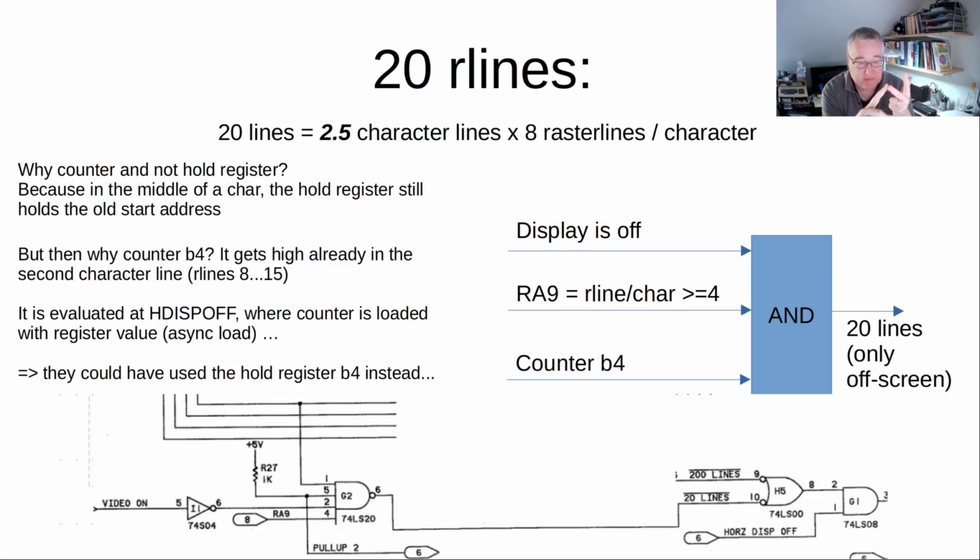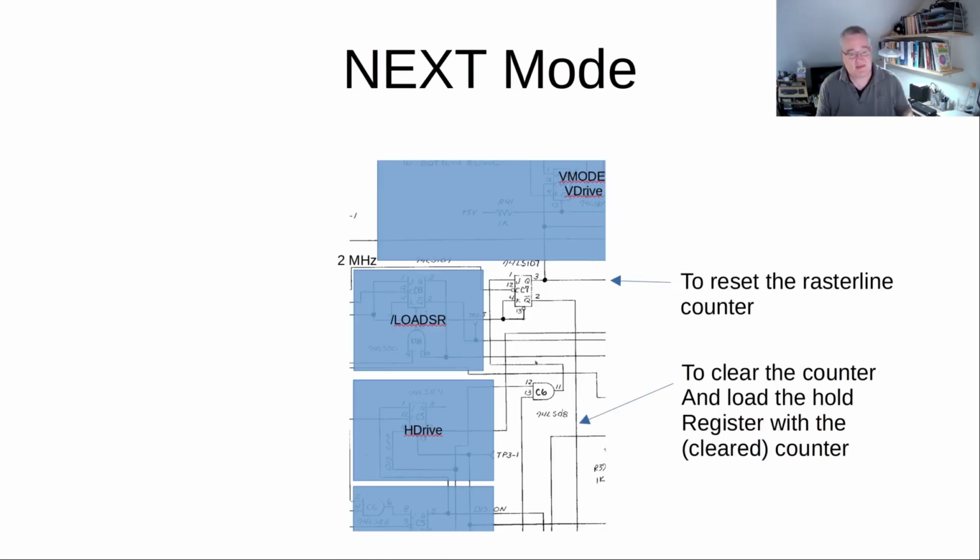Has 16 plus 4, so on the third character line, the hold register bit 4 is set. And then we have that when we are half into that character line, which is this, we'll have a look at this in a moment. We have 20 raster lines, and then that gives that signal. So this creates the next signal, so we know when the next mode starts.